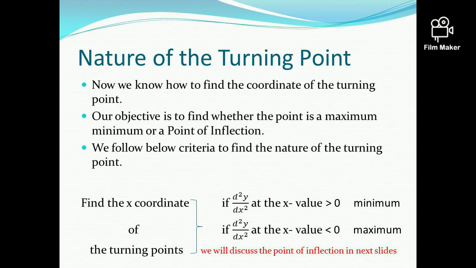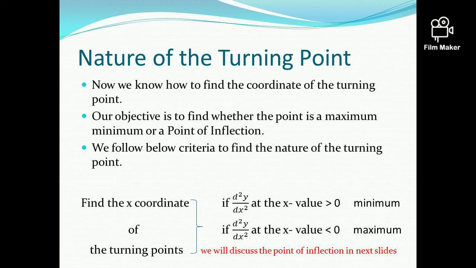Up to now, we have learned how to find the coordinates of the turning point using the first differentiation. From the initial slides, I have explained that wherever the turning point occurs, whether it's a maximum, a minimum or a point of inflection, whatever the point, the first differentiation answer is 0. From our first differentiation answer, we can obtain the coordinate of the turning point only. From the first differentiation, we cannot discuss anything about the nature of the turning point. Nature of the turning point means whether it's a maximum or a minimum or a point of inflection.